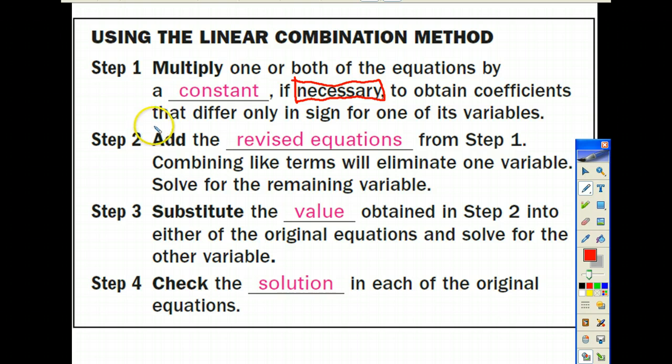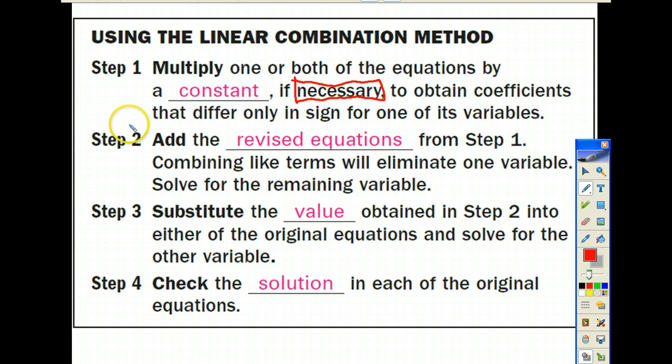And step 2 is to add the equations from step 1. You'll combine your like terms, which will eliminate one of the variables, and then you'll solve for that remaining variable. So when we're looking at these systems of linear equations, there's always two variables, and so we're always trying to get rid of one. And this process here in step 1 and step 2 gets us down to an equation with just one variable that we can solve for.